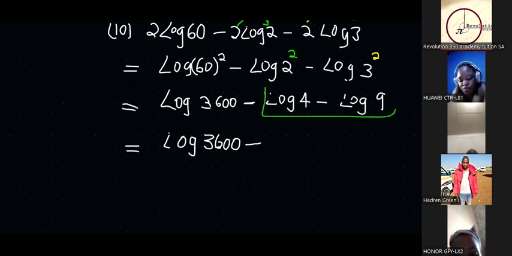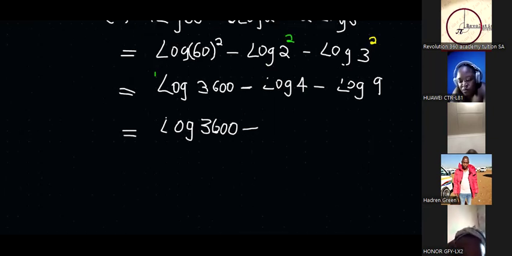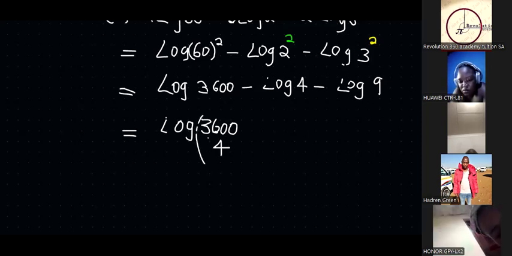So since that's the case, that will be what? You'll write it like this. It simply means to say you'll write it like this. You'll write log 3,600 divided by 4. Am I making sense? And then say minus log 9. You're still going to be correct.